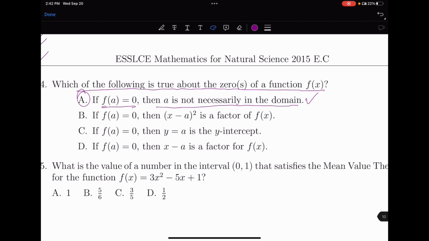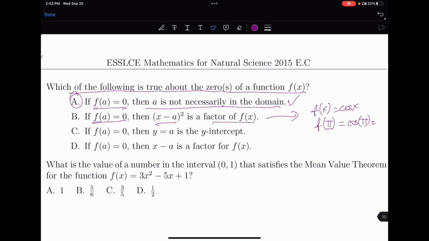If f of a equals 0, then (x minus a) squared is a factor of f of x. That is not correct. Why? Let's see an example. I can take f of x to be cosine of x. f of pi over 2 is cosine of pi over 2, which is 0. But x minus pi over 2 is not a factor of cosine of x. Therefore, b is not an answer.